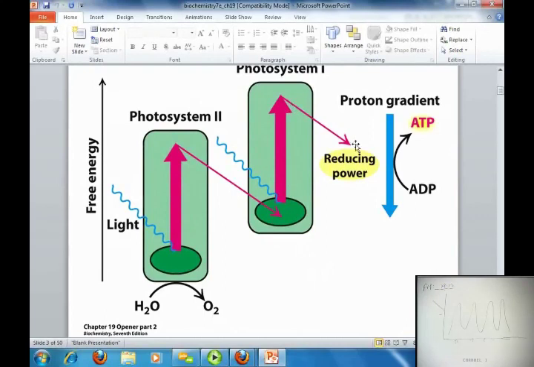At that time you also produce reducing power, and this reducing power is NADPH, the yellow one. Then it generates the proton gradient, and that proton motive force drives the synthesis of ATP from ADP.